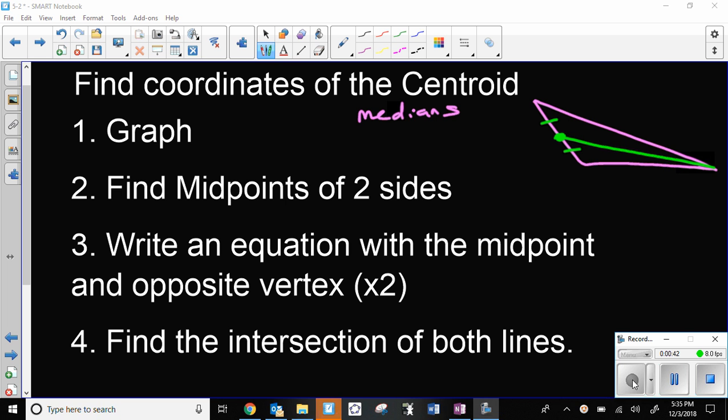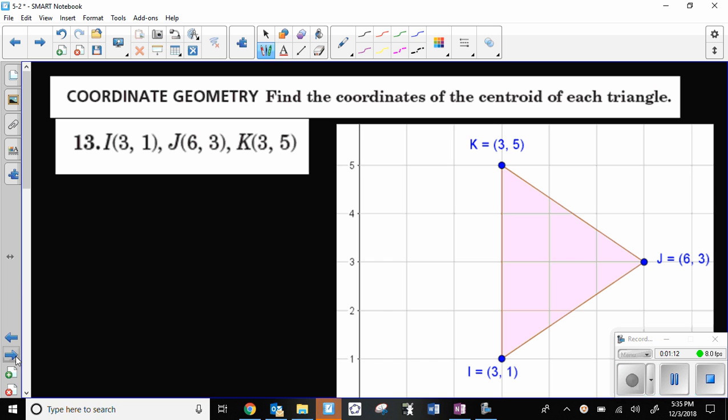And that's really how this is going to help us find the coordinates of the centroid if we can understand a median. So your job is going to be to do these 4 steps. You first need to graph. You need to find the midpoints of 2 sides. Write an equation of the line through the midpoint and opposite vertex. You'll have to do steps 2 and 3 twice. And then step 4, you'll need to find the intersection of both of the lines that you find in step 3.